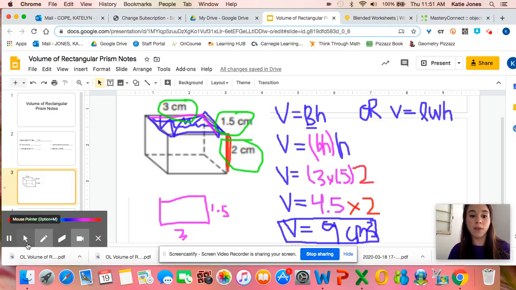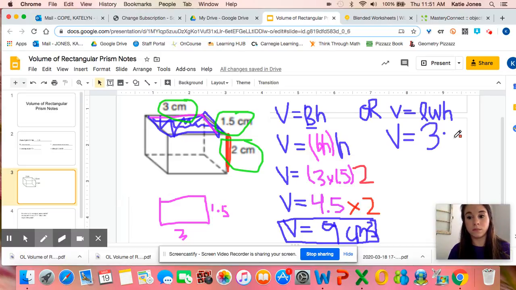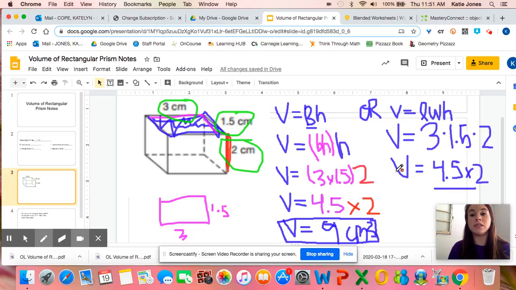So if I plug in my, let's just say my length is 3. It's really big, 3. My width is 1.5. And my height is 2. Then if I multiply 3 times 1.5, we still get 4.5. And then we're still doing 4.5 times 2. So it's literally the same thing.